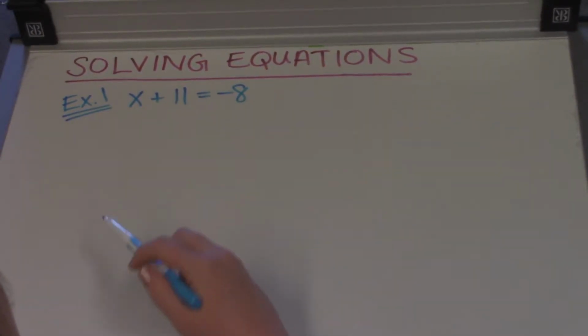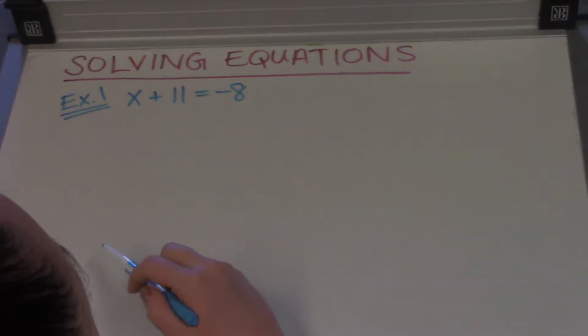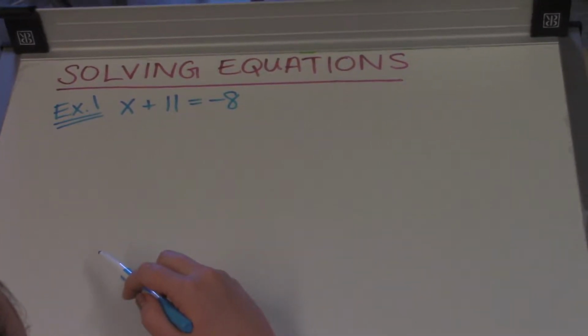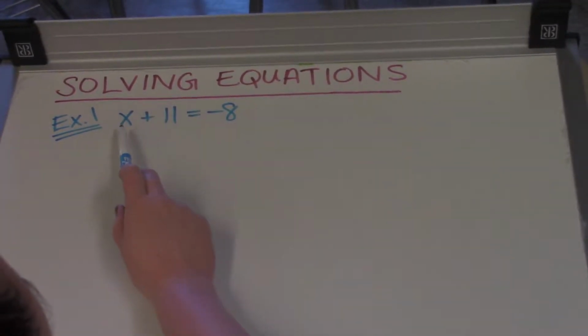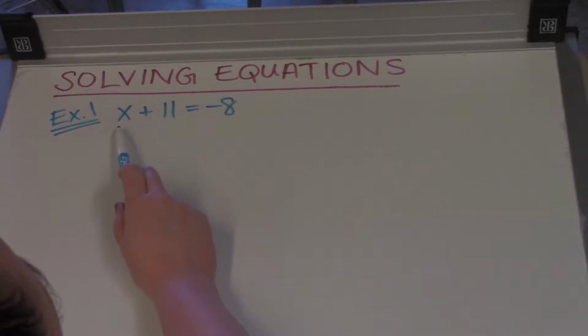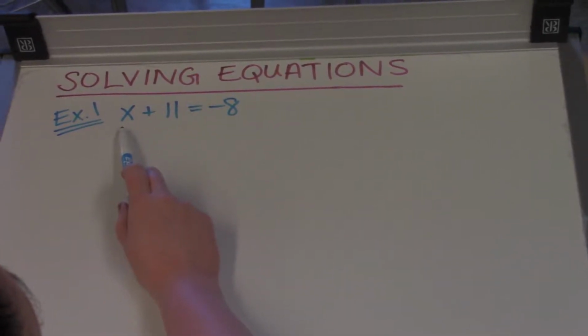For this set of problems, we're going to be solving equations. Remember, the goal when solving equations is to get the variable alone on one side of the equation. In order to do that, we have to use opposite operations.